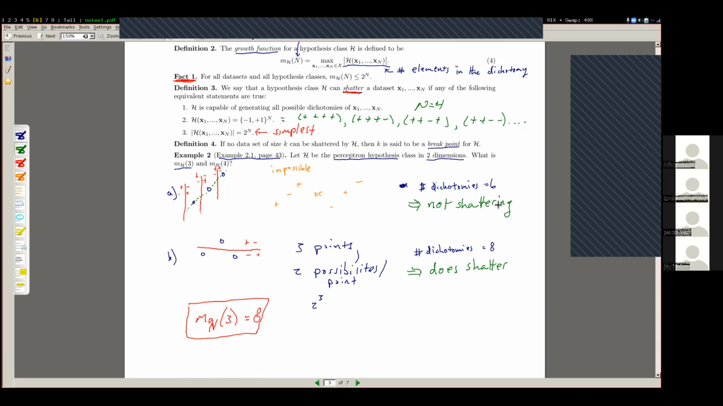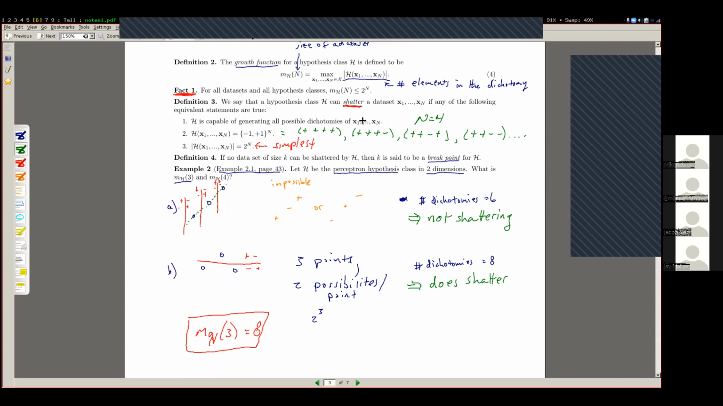Any questions about the idea of shattering? Sure. The one key thing to remember about the difference between shattering and the growth function is that shattering applies to a particular data set. Here we had two different example data sets, and one of those data sets is shattered, the other data set is not shattered. And I'm looking at the number of dichotomies here to figure out whether it's shattered or not shattered. The growth function, though, does not apply to a particular data set. It is the maximum over all possible data sets.